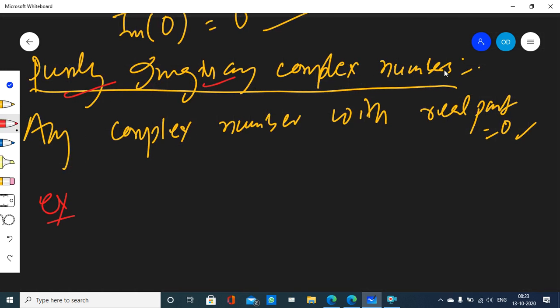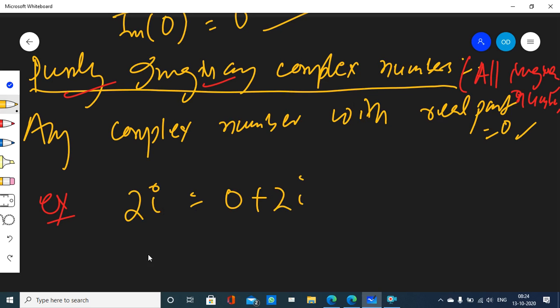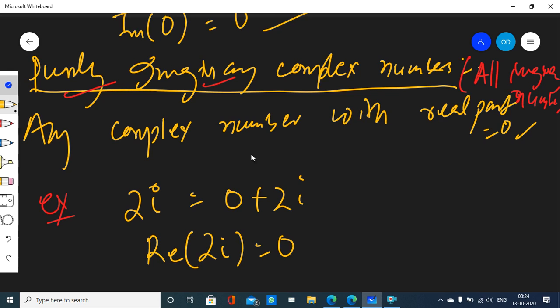Purely imaginary complex numbers are actually what? All imaginary numbers. We have already discussed this, that if I give you any imaginary number, then that is a purely imaginary complex number. For example, 2i. 2i is an imaginary number and it is also a purely imaginary complex number, because 2i can be written as 0 plus 2i. What is the real part of 2i? 0, right?